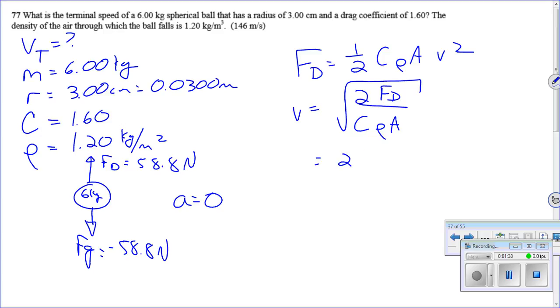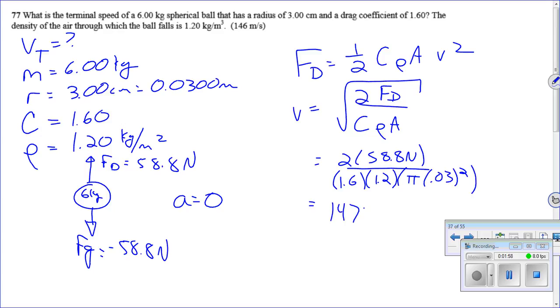So you get 2 times 58.8 newtons all over 1.6 times 1.2 times, oh, I gotta find the area. Well, the area is just pi times the radius squared. All right, and solve that thing, and you get 147 meters a second. There you go.